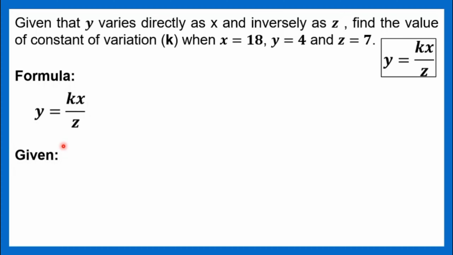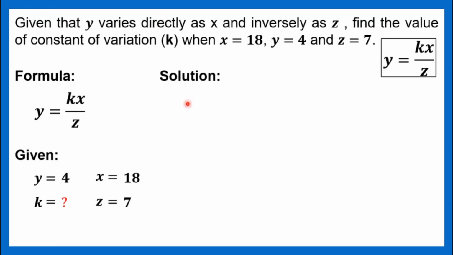Then, given. So, yung y, kukunin natin. Of course, y is equal to 4. Then, yung k natin, pinapahanap. Find the value of k. So, question mark pa si k. Hindi pa natin alam. Next, ang x ay 18. Diba? Tapos, ang z naman ay 7. Ayan, nakasulat naman lahat yan sa problem.